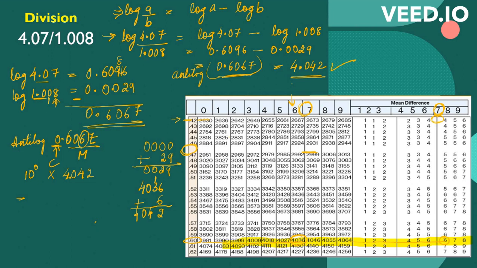So this is our final answer. Here in multiplication what do we do? Addition. In division what do we do? Subtraction. After finding the log value and subtracting or adding, you have to find an anti-log of that answer, and you will get the final answer.